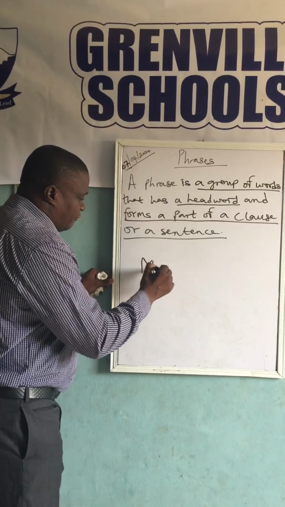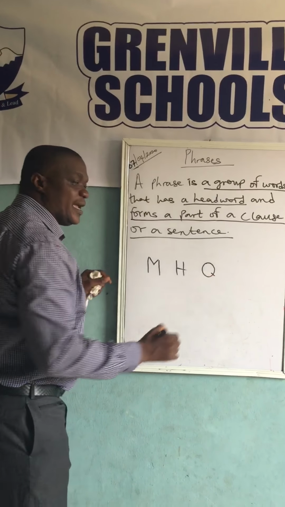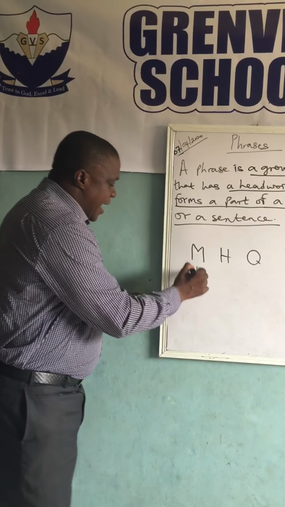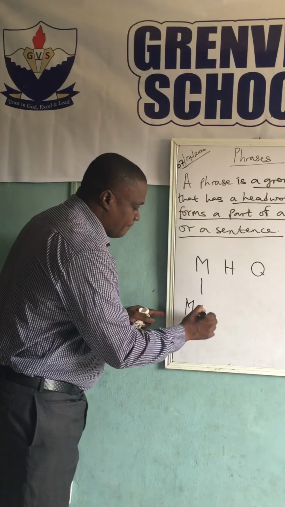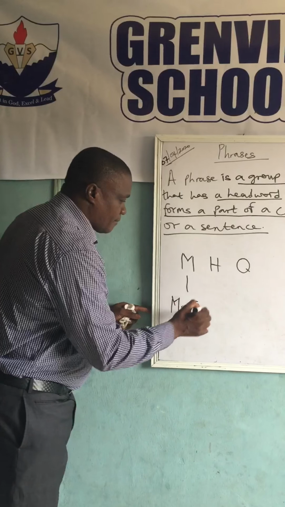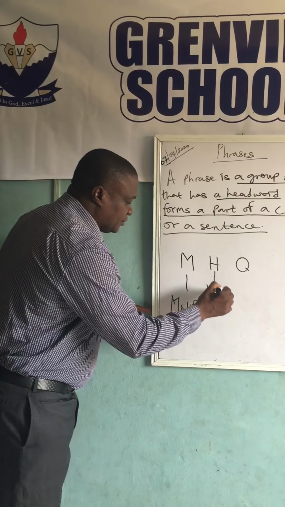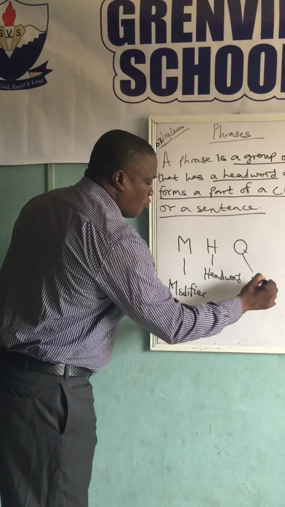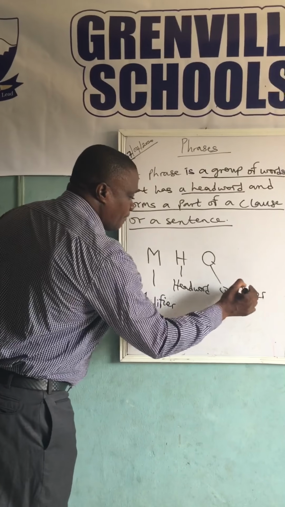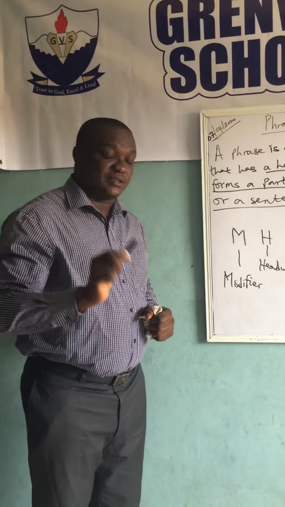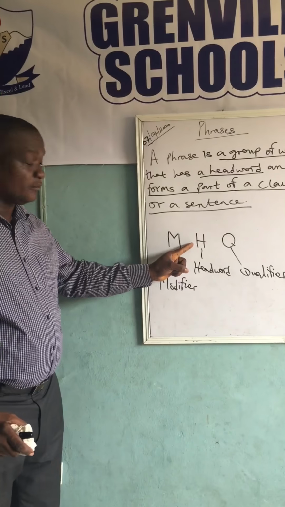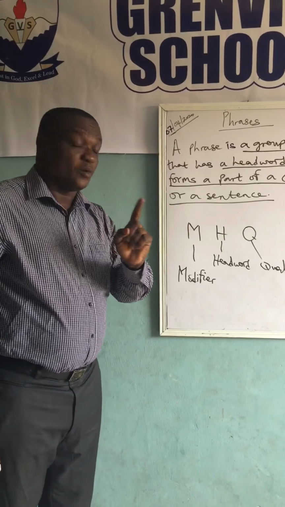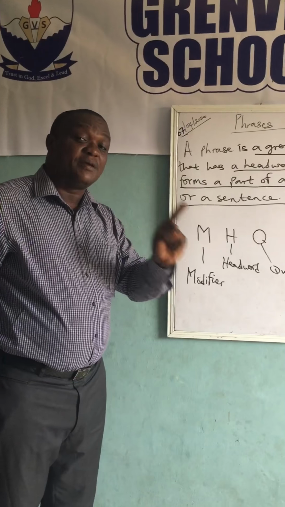The structure for the phrase in English is M, H, and Q. M here stands for modifier, H stands for headword, while Q stands for qualifier. It is as simple as this. The headword is the most important part of a phrase that when you remove, the rest might be meaningless.